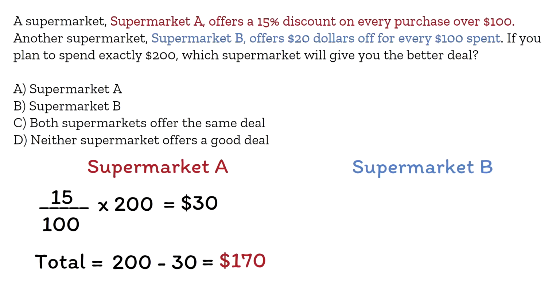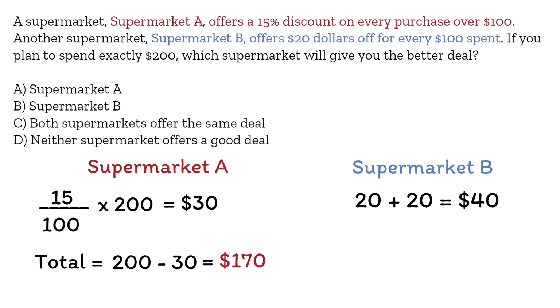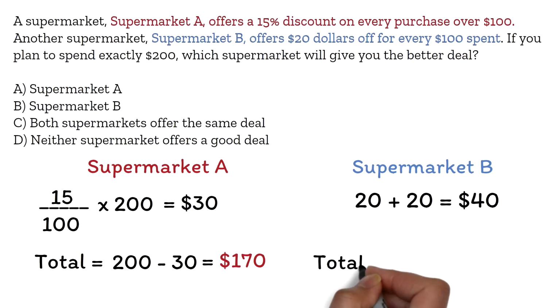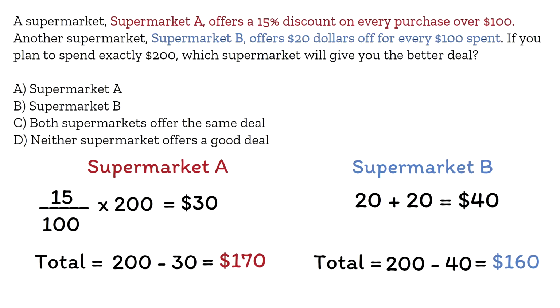Each $100 segment of your spending qualifies for its own $20 discount, so you calculate the total savings by adding the discounts for each segment. 20 plus 20 equals 40. This results in a total discount of $40. To find out how much you will actually spend at Supermarket B, subtract this total discount from your initial $200. 200 minus 40 equals 160. Therefore, with the discount policy at Supermarket B, your final expenditure would be $160.